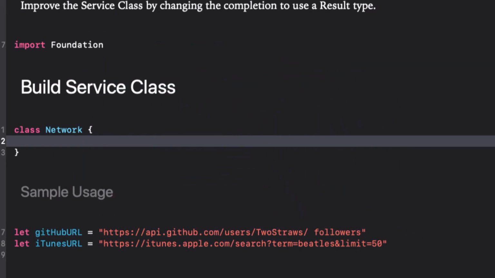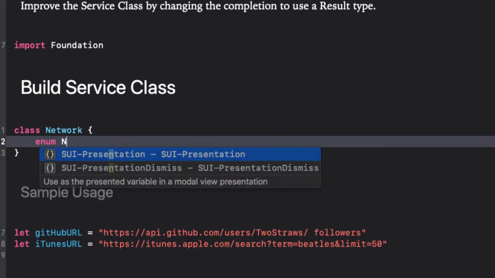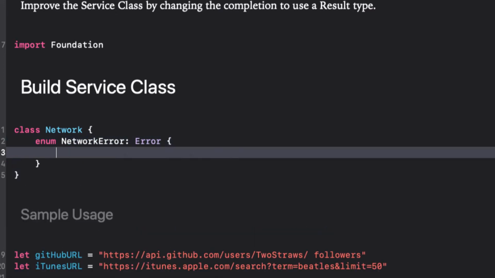Within the class, I'm going to create an error enum that will represent the different types of errors that I might get when I'm using the URL session. Each of these errors becomes a case in our enum, which I'll call network error. I could have an invalid URL, some kind of decoding error, or some other generic error that I'll just call unknown error.